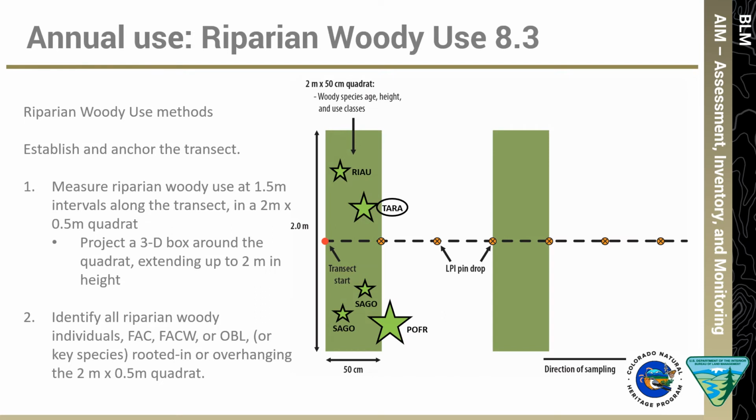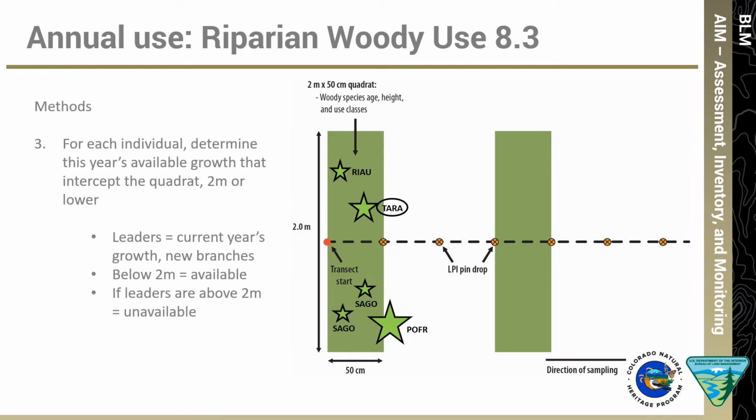For example, shown in the diagram, we have 5 woody individuals represented by light green stars that are either rooted in or overhanging the quadrat. Each of these 5 individual species names would be recorded on its own line in the data sheet.